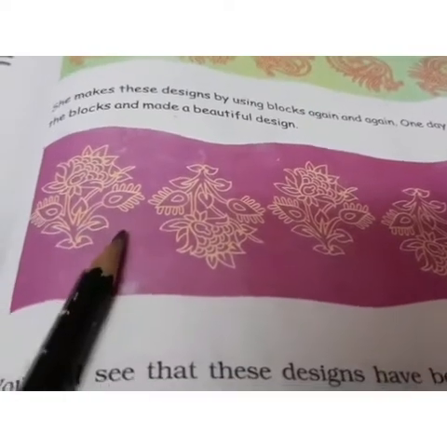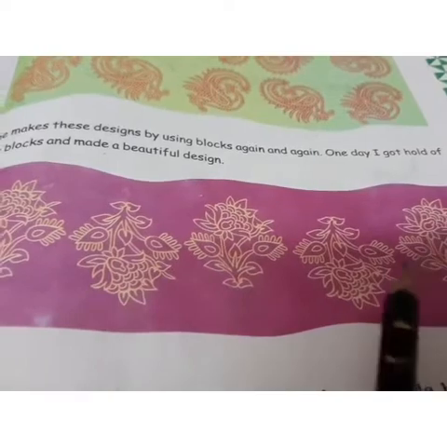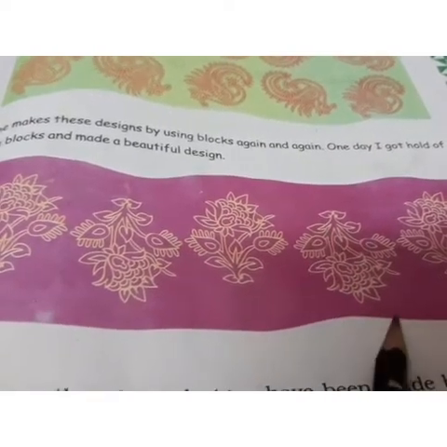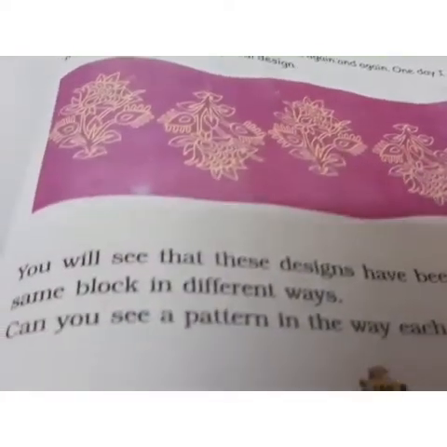So in this pattern you can see one is up, one is down, one is up, one is down, one is up. So the pattern is the same but one pattern upside and one pattern downside. So that way she has made the pattern.